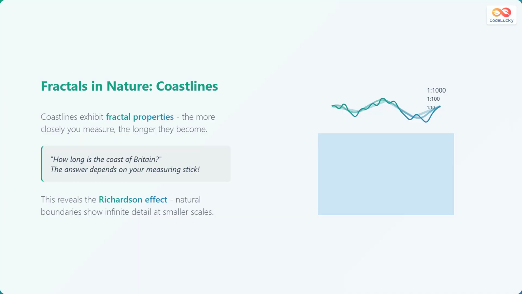Fractals are not just mathematical constructs, they also appear in nature. Coastlines, for example, exhibit fractal properties. This means that the more closely you measure a coastline, the longer it becomes. This phenomenon is known as the Richardson effect, which illustrates how natural boundaries display infinite detail at smaller scales. This leads to the question of how long is the coast of Britain? The answer actually depends on the length of your measuring stick.